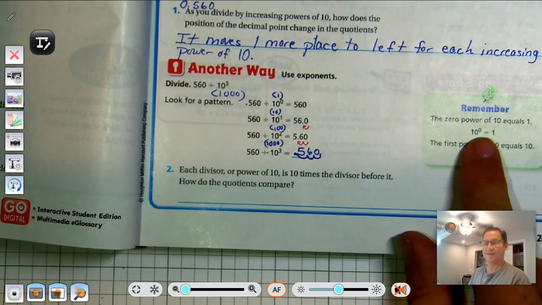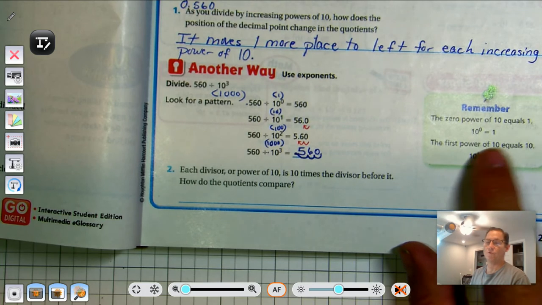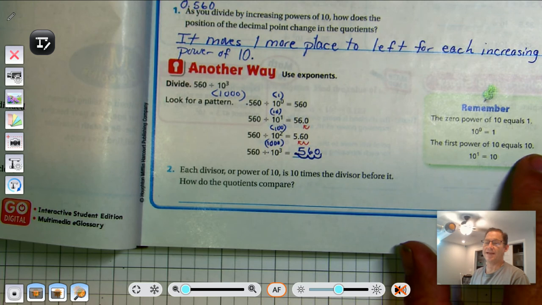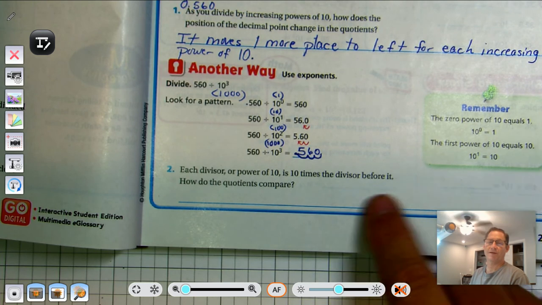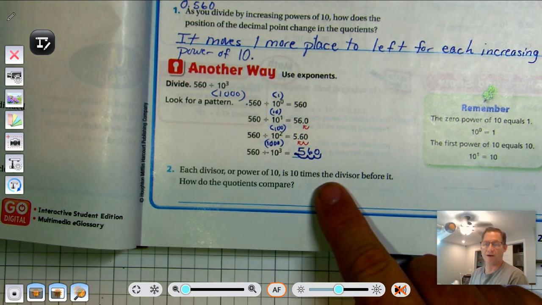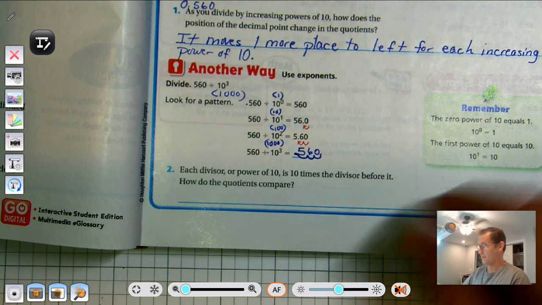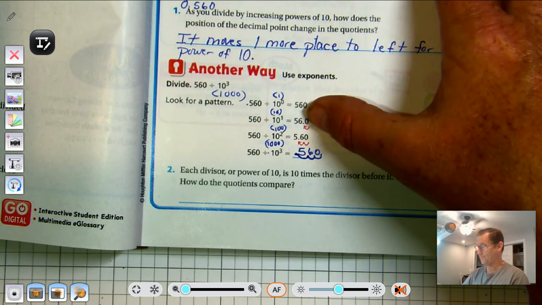So remember over here that the 0 power of 10 equals 1. 10 to the 0 equals 1. And the first power of 10 equals 10. So each divisor or power of 10 is 10 times the divisor before it. How do the quotients compare? So these are our quotients, right?